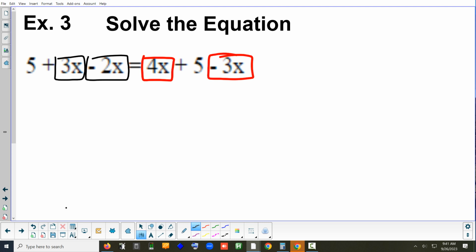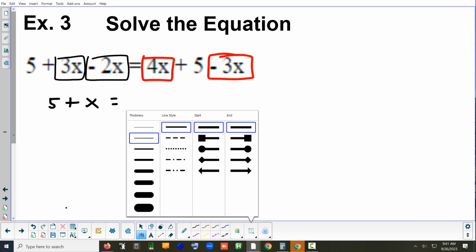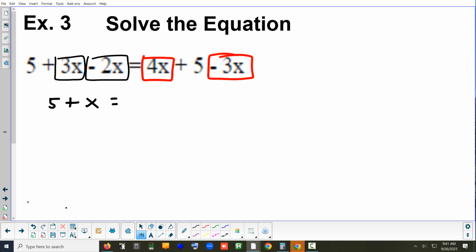So we'll start on the left. Madeline, if I combine 3x minus 2x, what do I get? 1x. Yep. So you can put 1x or you can just put x. Same thing. Equals. And how about if I combine like terms on the right side? 1x. So 4x minus 3x, yep, that's 1x. Or I'll just put x. Anything else on that side? 5. Yep, plus 5.